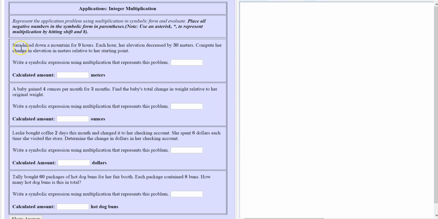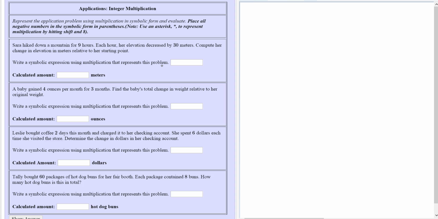So let's look at the first example. Sarah hiked down a mountain for 9 hours. Each hour her elevation decreased by 30 meters. Compute her change in elevations in meters relative to her starting point. So first we're asked to write a symbolic expression using multiplication that represents this problem.